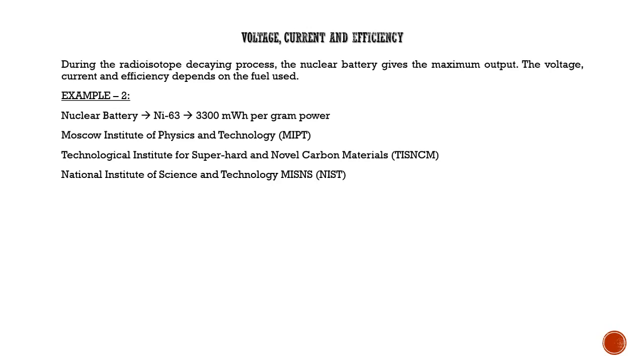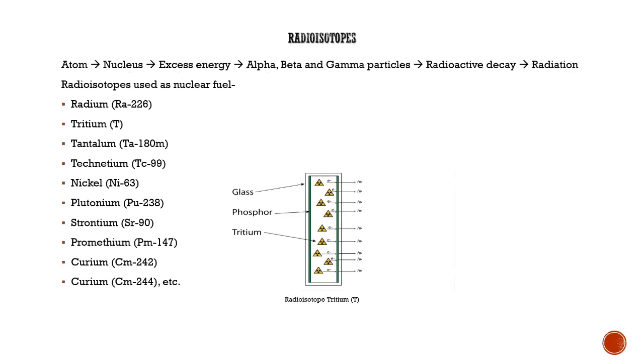Okay, so yeah. Now the radioisotope. A radioisotope is basically like the fuel that we use for a nuclear reaction. So we have atoms which have a nucleus with excess energy, and it releases alpha, beta, and gamma particles, which goes through radioactive decay, and in turn it gives radiation.